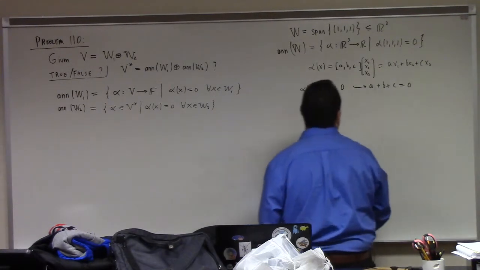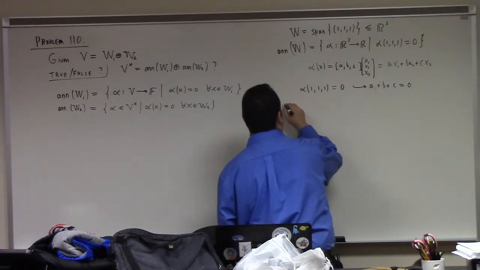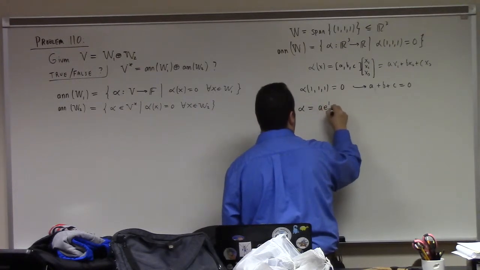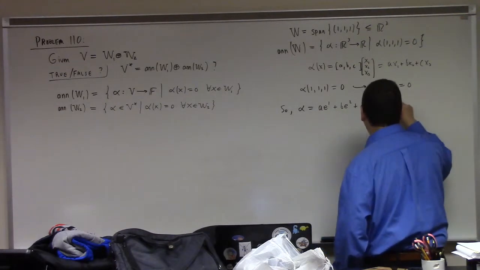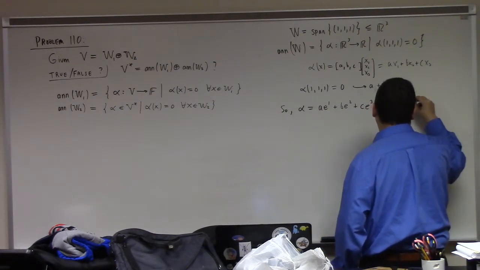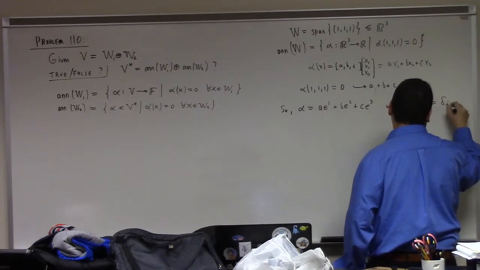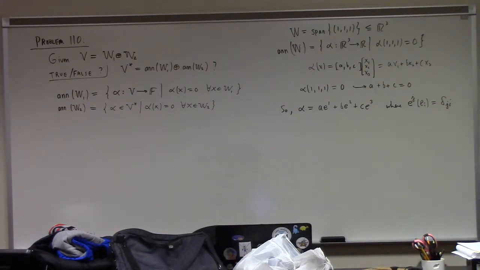Sorry, this is taking me longer than I wanted. So another way, alpha is A e upper 1 plus B e upper 2 plus C e upper 3, where e upper j applied to e lower i is the Kronecker delta ji, right? The dual basis to the standard basis. And the A, B, and C are not free for alpha in the annihilator of W. They face this condition, right?